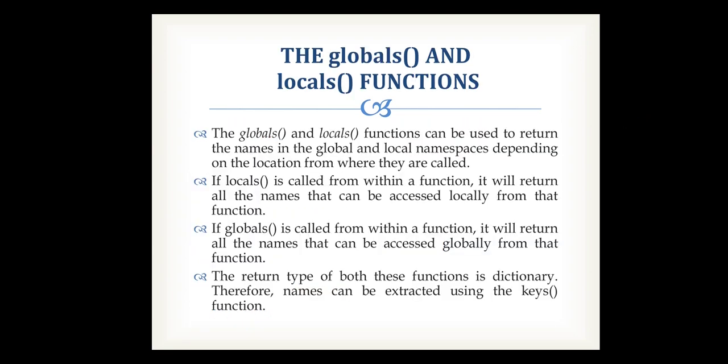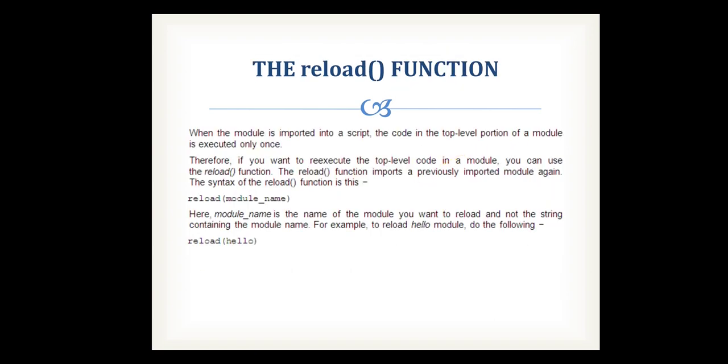Next are the globals and locals functions. The globals and locals functions can be used to return the names in the global and local namespaces, depending on the location from where they are called. If locals is called from within a function, it returns all the names that can be accessed locally from that function. If globals is called within a function, it returns all the names that can be accessed globally from that function. The return type of both these functions is a dictionary. Therefore, the names can be extracted using the keys function.